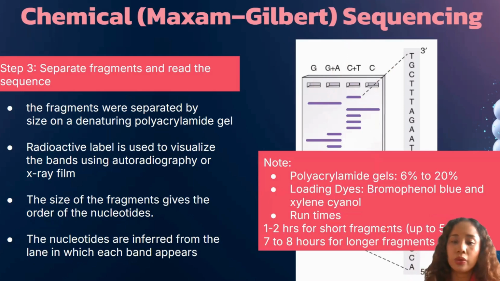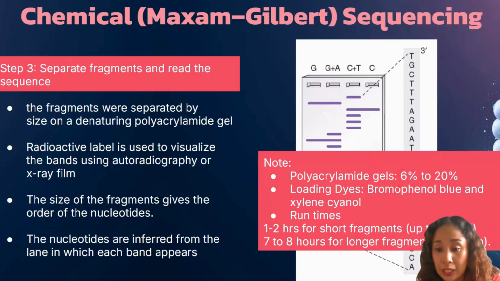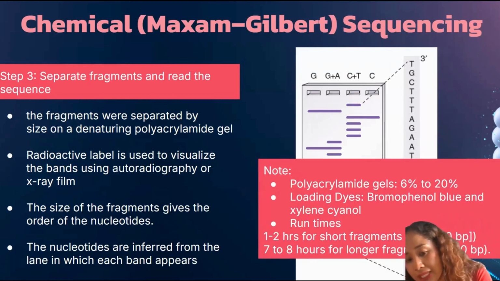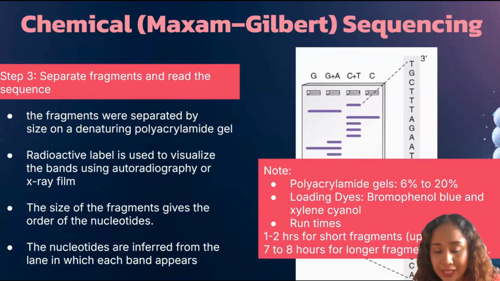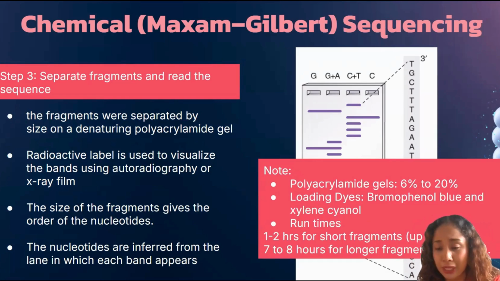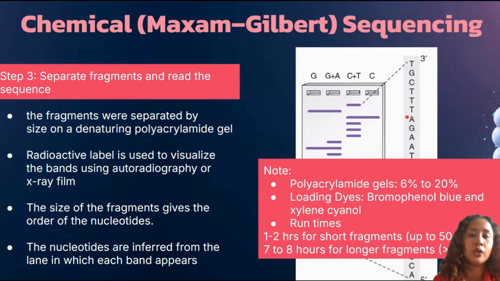Just so you know, the percentage of polyacrylamide that they use is 6% to 20%. The loading dyes are so that they can see the bands moving. They use bromophenol blue and xylene cyanol. The run time could take around 1 to 2 hours if the fragments are short. However, it could take 8 hours if it's more than 150 base pairs. Actually, 150 base pairs is still a short fragment, no? That's why chemical sequencing could be laborious.